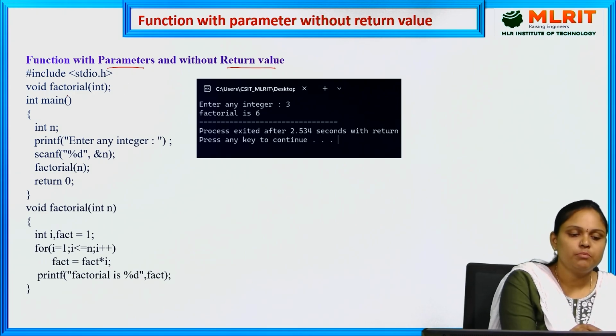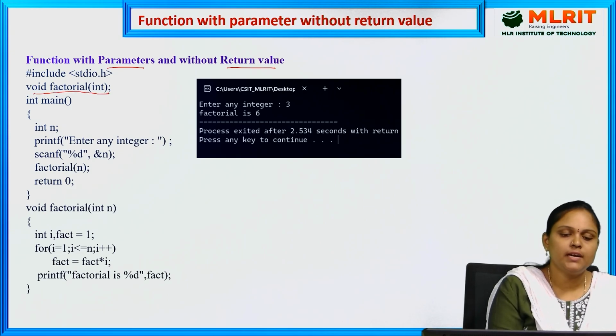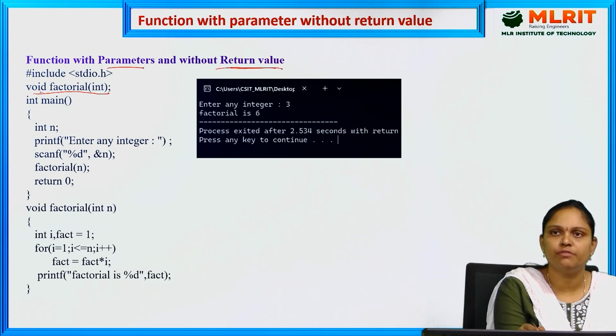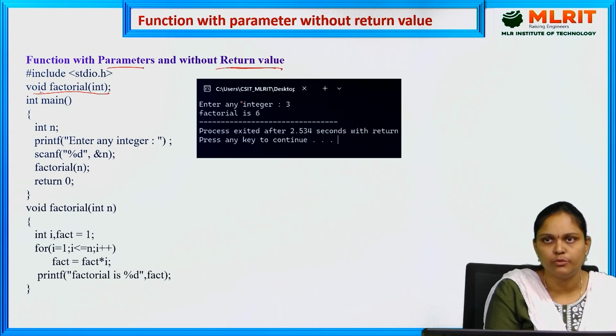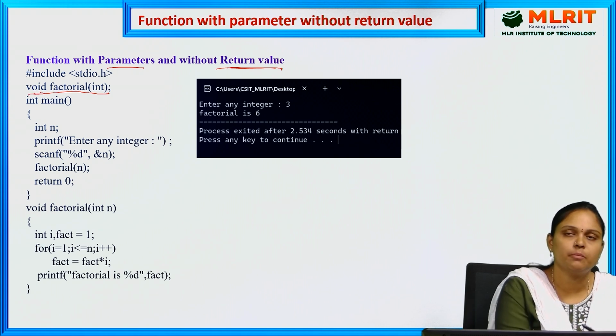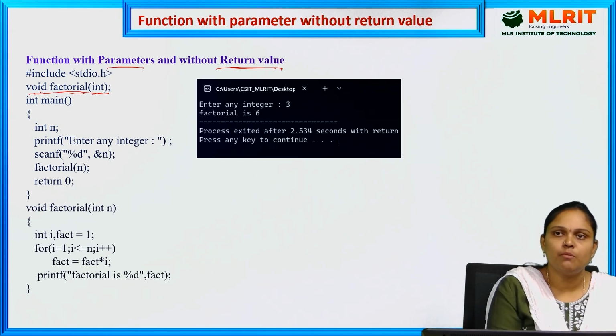So coming to an example program, same factorial. Here this is the declaration of the function, and the return data type is void, since we mentioned without return value, so the function is not returning any value. As per the syntax, we have a return data type, and based on that, void will not return anything. That is the reason why we have written the return data type as void. Factorial is the function name, and int is the type of data we are passing as input to that factorial function.